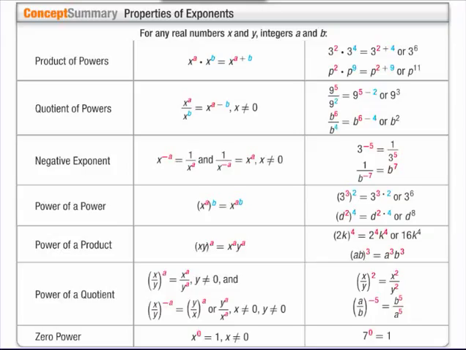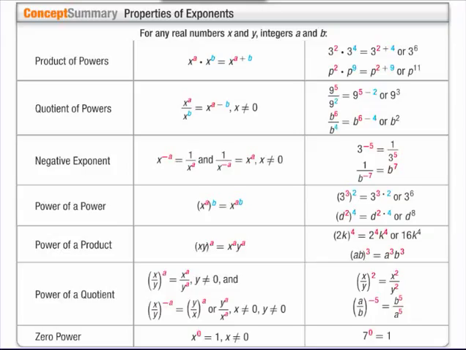The first one is what happens when you have a product of powers. So basically, if you would have 3 squared times 3 to the 4th, as you see in this example, the question is, what do you do with the 2 and the 4? What do you do with those exponents? And what you do is add them together.